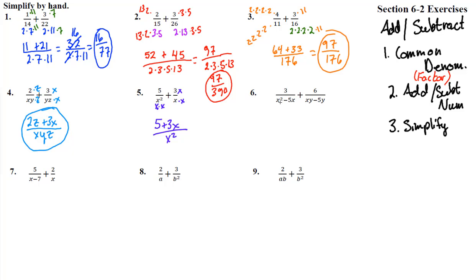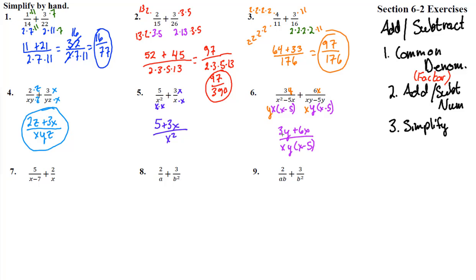Number 6. 3 over, let's factor this one, x times x minus 5. And this is, let me see, a y can come out of here. y times x minus 5. So the common denominator between those two, shoot, what would that be? Oh, they share an x minus 5. That's good. So that's already common. This one needs a y. Let's put a y there. And this one needs an x. Put an x there. And so we have 3y plus 6x over xy, x minus 5.